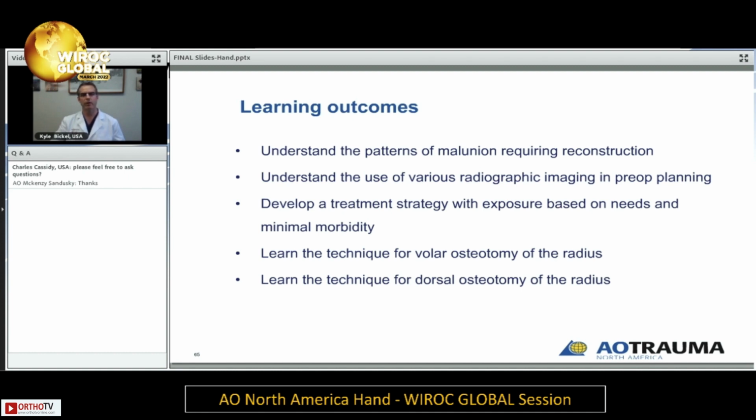We'll understand how we use radiographic imaging in preoperative planning for our osteotomies, and we'll develop treatment strategies with exposure based on the needs of the patient and on minimizing morbidity from our surgical procedure. We'll learn how to perform a volar osteotomy of the radius and the approach for that, and we'll talk about the same for a dorsal osteotomy of the radius.